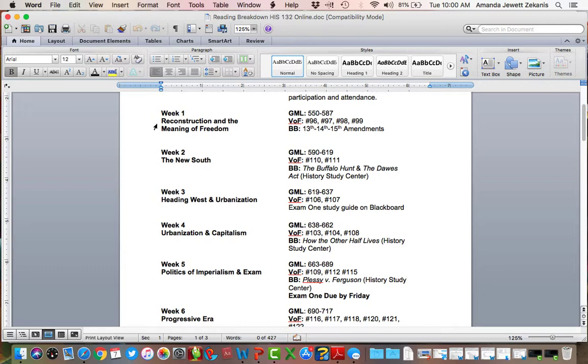So this first full week, which is the 20th to the 24th, is going to be Reconstruction and the Meaning of Freedom. You have some textbook pages. You have documents. These are the document numbers. You can find those in your table of contents. Number 96, number 97, number 98, number 99. So 4 documents plus these 3 amendments, the 13th, 14th, and 15th amendments to the Constitution. So technically 7 documents, but the amendments are very wee, tiny, small documents, so it's not a whole bad lot of reading.